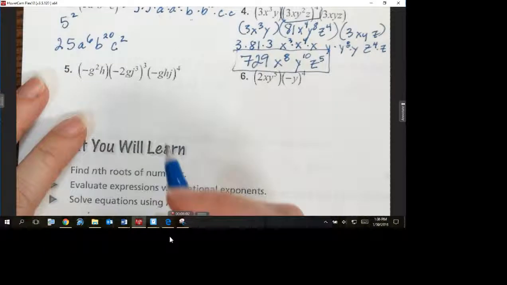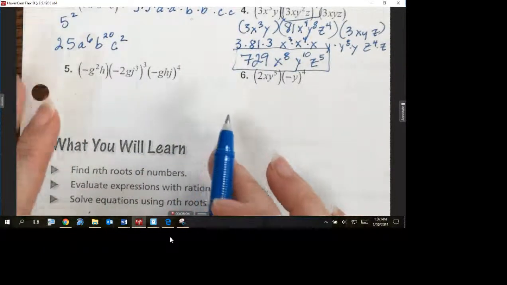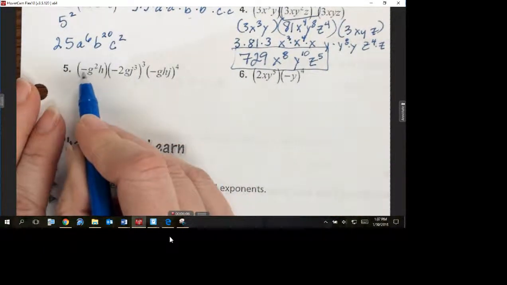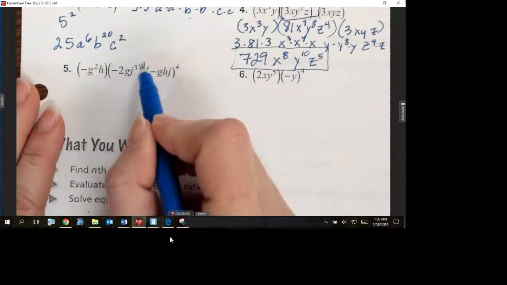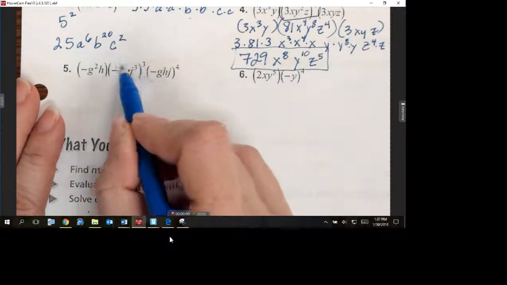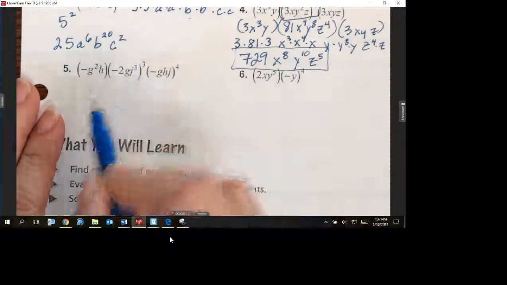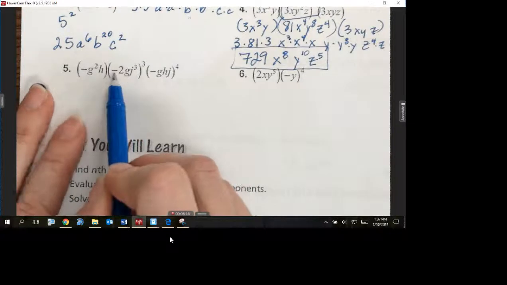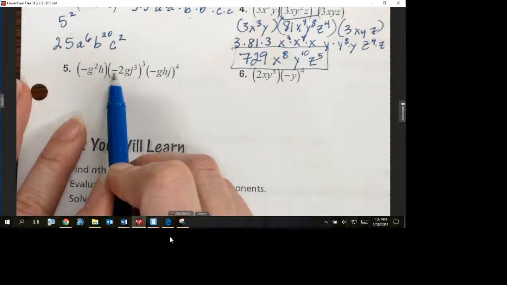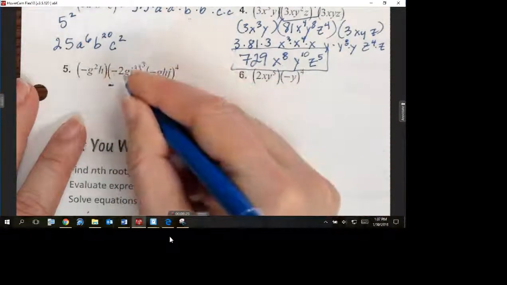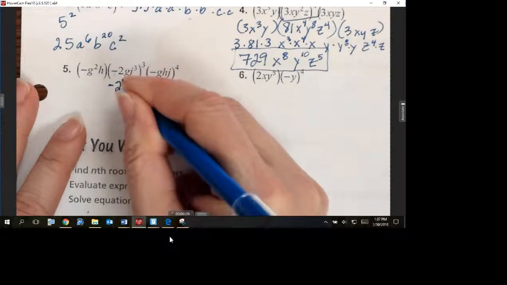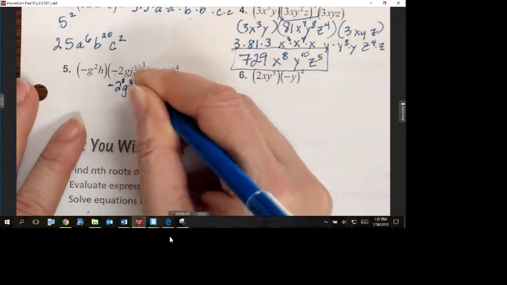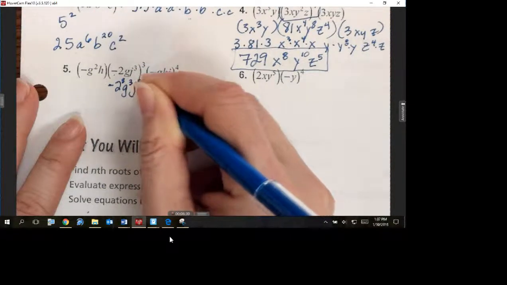Okay, number 5. This is where some people had trouble because of the negatives. So this one, we have to do order of operations. We're going to do powers first. So right here I've got a power of 3. It means everything happens 3 times, right? That means I've got 3 negatives. 3 negatives is the negative. I've got 2 to the 3rd, I've got g to the 3rd, and I've got j to the 9.